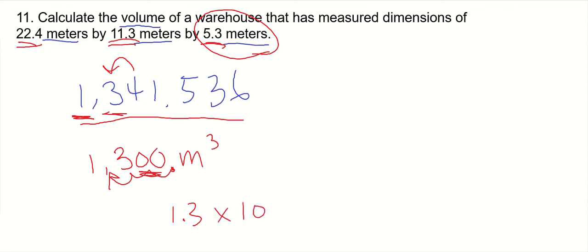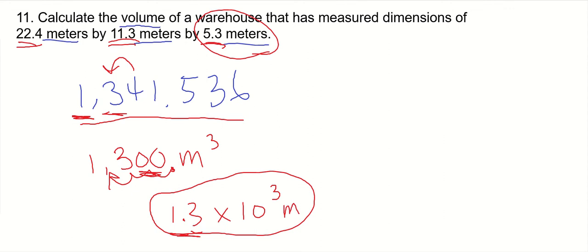How many times did we move the decimal? We moved it 3 times. That's like multiplying this 1.3 by 10 three times. All right, so we still have the equivalent value.